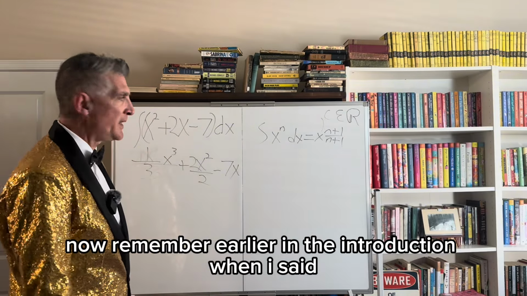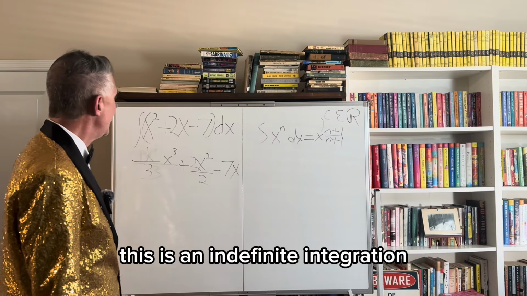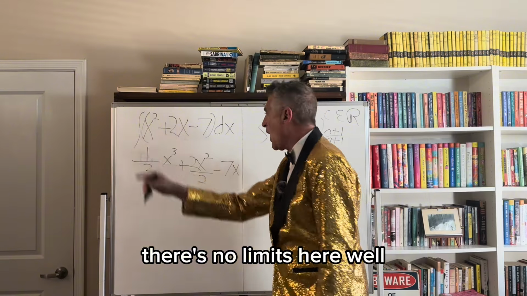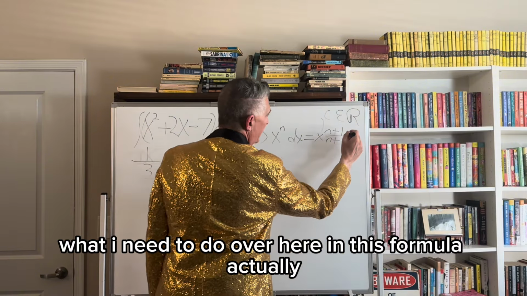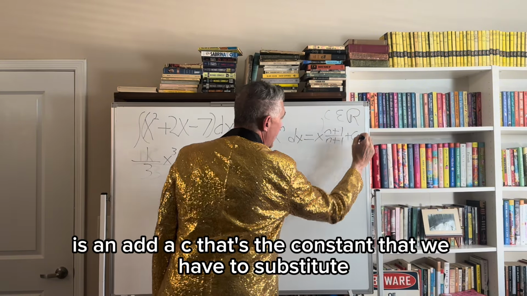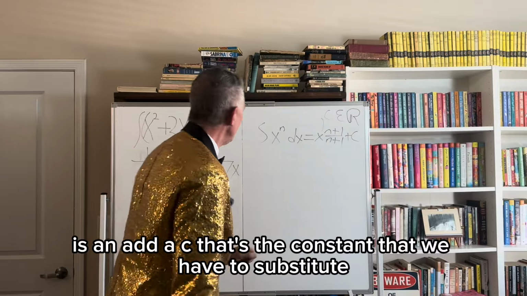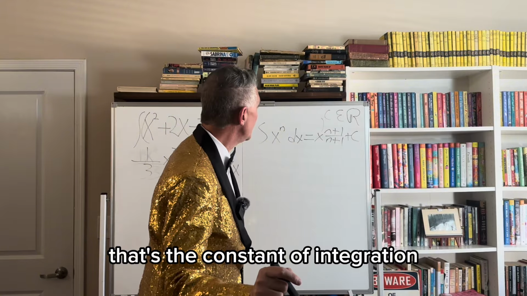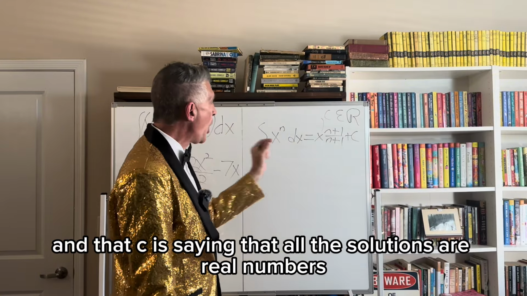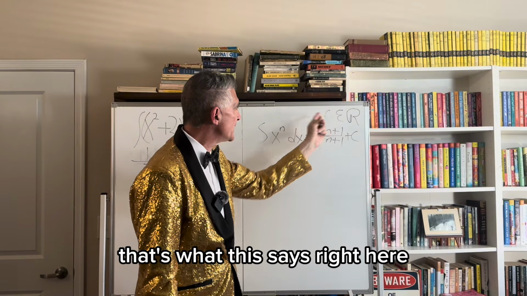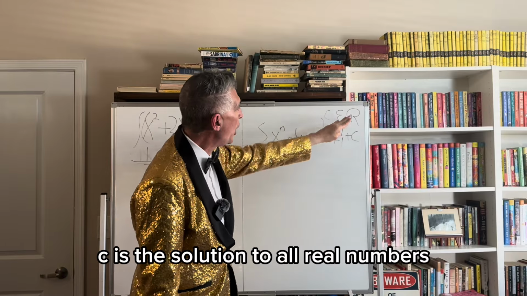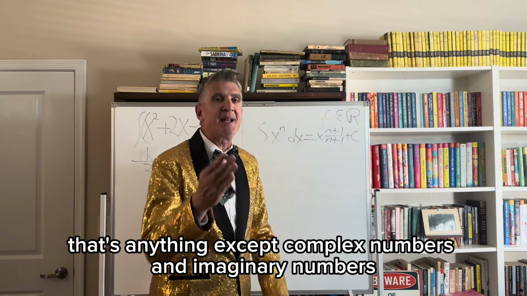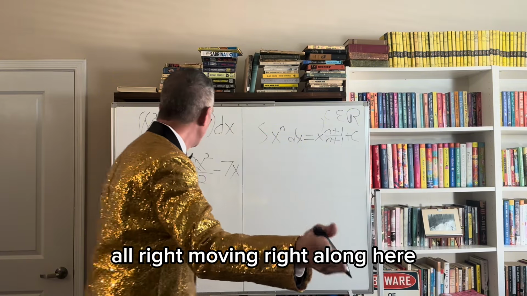Now, remember earlier in the introduction when I said this is an indefinite integration because there are no bounds, there are no limits here. Well, what I need to do over here in this formula actually is add a C. That's the constant that we have to include when we don't have bounds. That's the constant of integration. And that C is saying that all the solutions are real numbers. That's what this says right here. C is the solution to all real numbers. What are all real numbers? That's anything except complex numbers and imaginary numbers. All right, moving right along here.